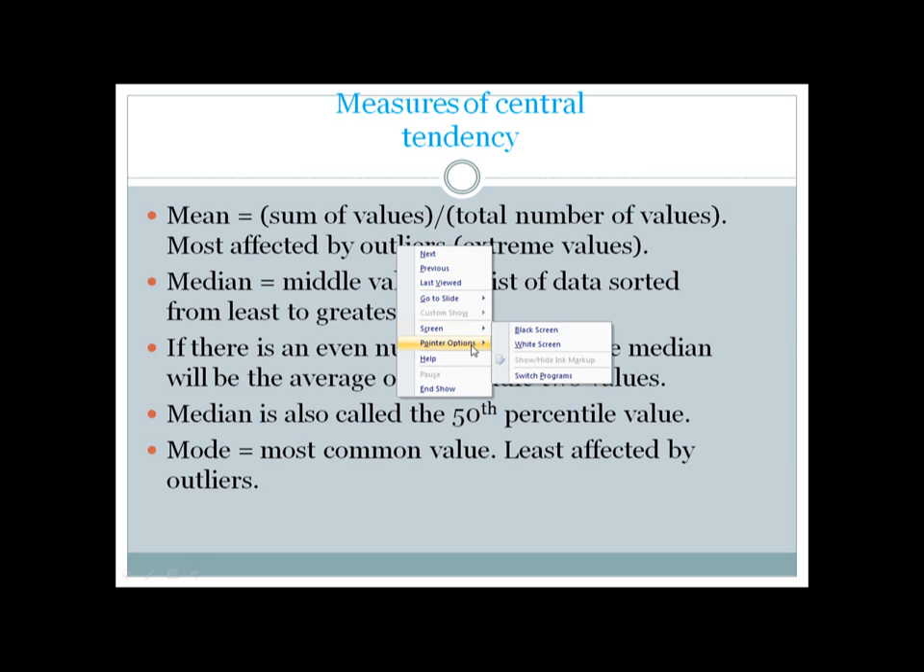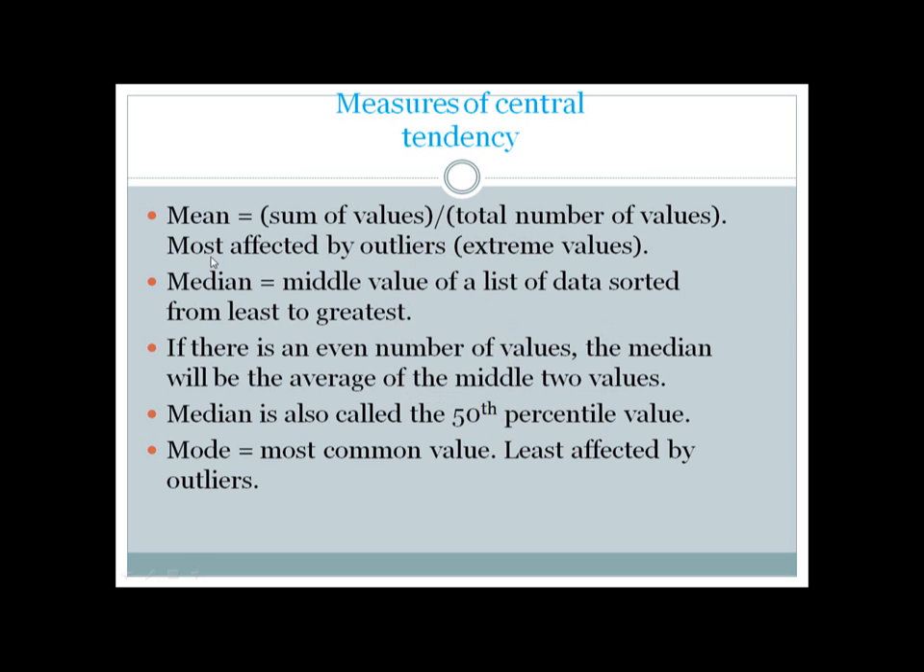Measures of central tendency are actually three, which are mean, median, and mode. Mean is simply the average of values in a dataset. We can calculate the mean by adding up the sum of values and dividing it by the total number of values. And mean is the part of central tendency which is most affected by the extreme values, also called outliers.